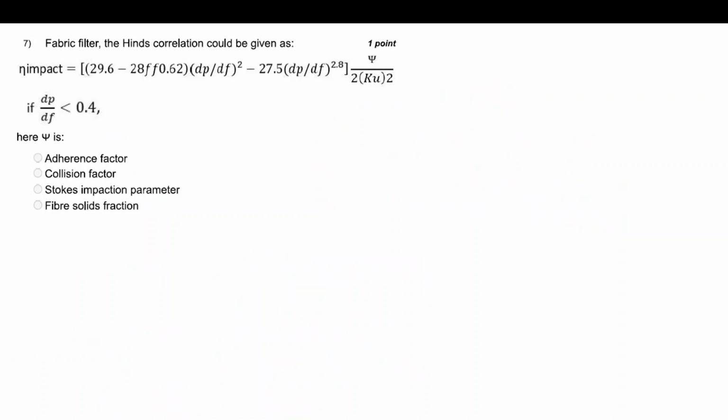Fabric filter, the correlation could be given as this. Here psi is the Stokes impaction parameter, because here you are using impaction as the method by which there will be separation. So this factor will give you a measure for that.